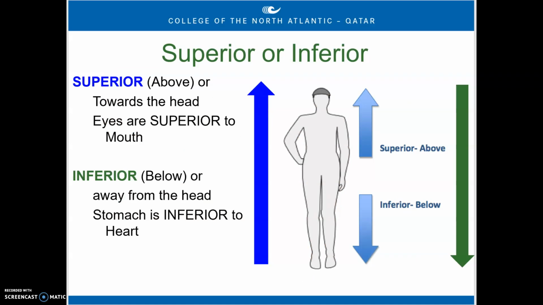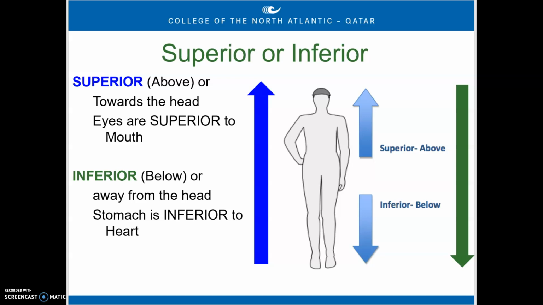Superior refers to above, and inferior refers to below. And it's always a relative term. So if we're talking about the eyes, for example, we can say the eyes are superior to the mouth because the eyes are above the mouth.